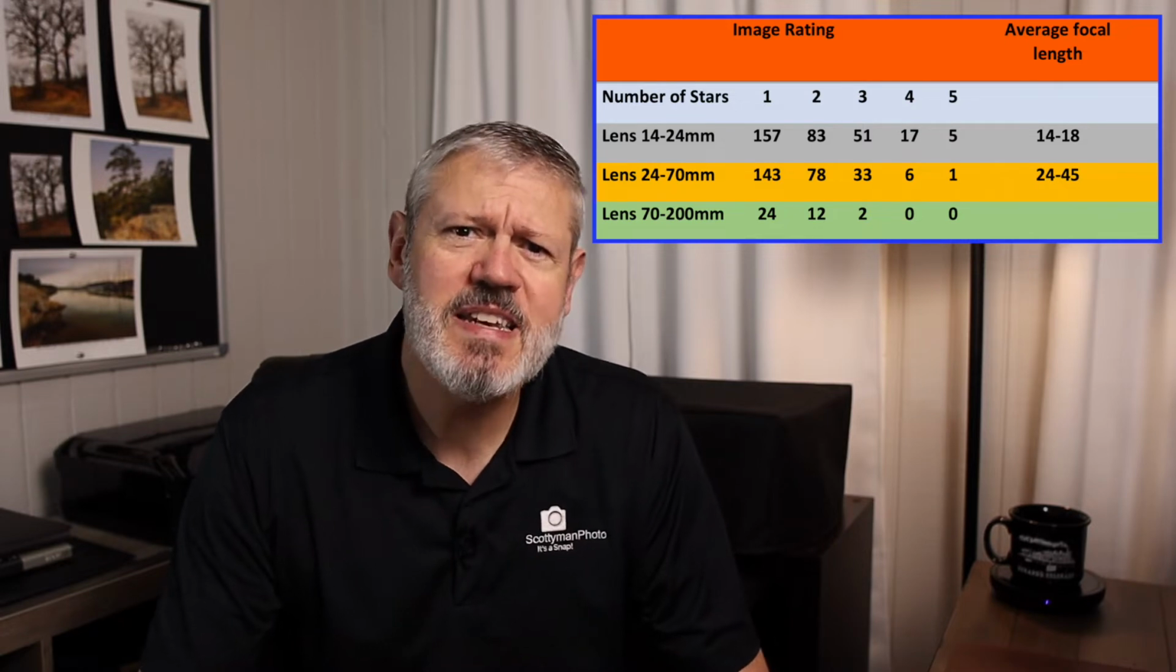So I'm not shooting the 70 to 200 so much. That's what the data tells me, and I think the takeaway for me is that the focal length that I use most often is 14 to 18 millimeters. And so with that knowledge, if I'm going out to shoot and I'm only going to take one lens, the data says I should take the 14 to 24. But anyway, I found that data interesting but helpful.